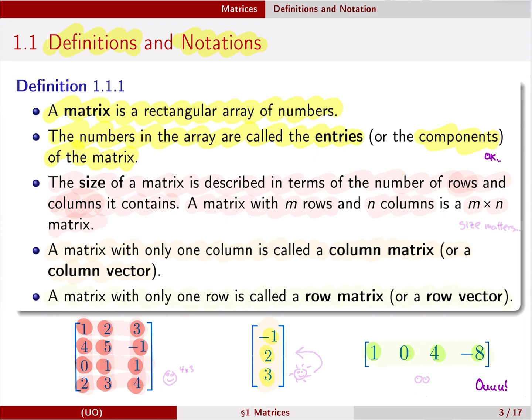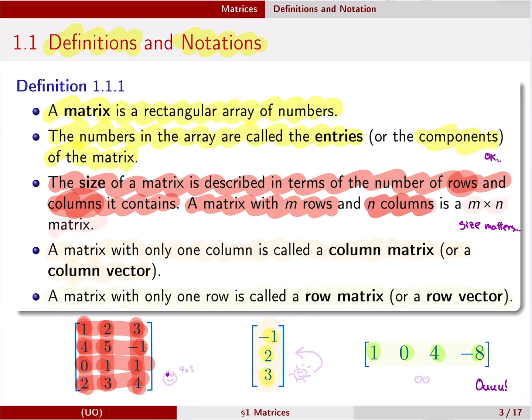Because a matrix is a box of numbers, we want to be able to describe the size of that box. So the size of a matrix is described in terms of rows and columns. Roughly speaking, the rows are like the horizontal structure of your box, and the columns are the vertical structure of your box. So a matrix with m rows and n columns is going to be called an m by n matrix.